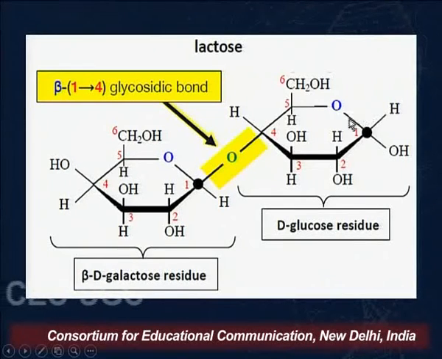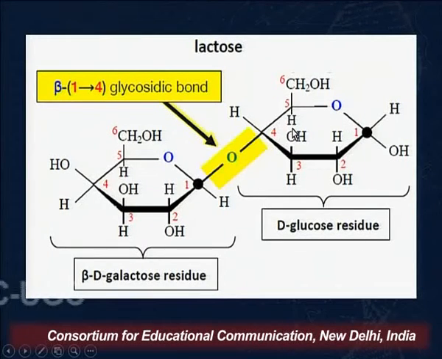And this unit here, which is your glucose residue, is a hemiacetal. Why is it a hemiacetal? You remember that hemiacetal is a molecule in which the anomeric carbon is attached to one ether linkage here and to a hydroxyl group here. So this is hemiacetal.